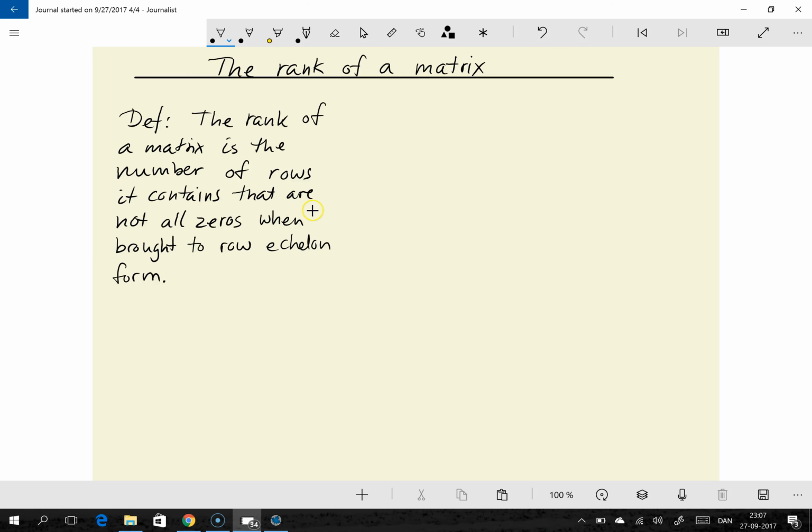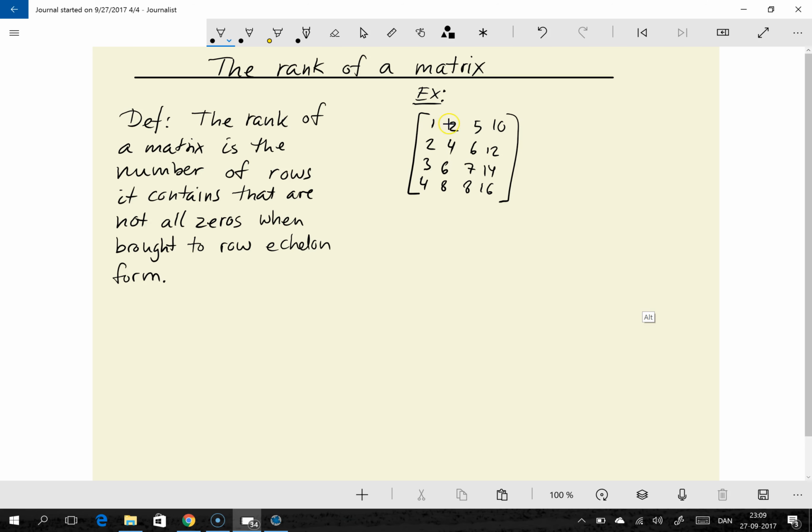So by definition, the rank of a matrix is the number of rows it contains that are not all zeros when brought to row echelon form. This is one way to define rank. So to clarify, let's make an example.